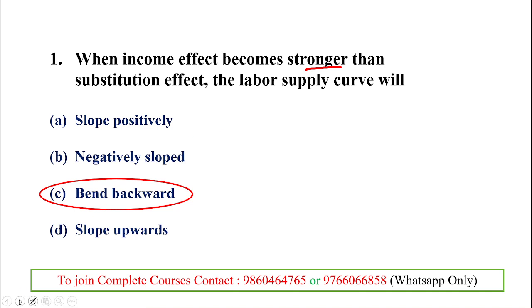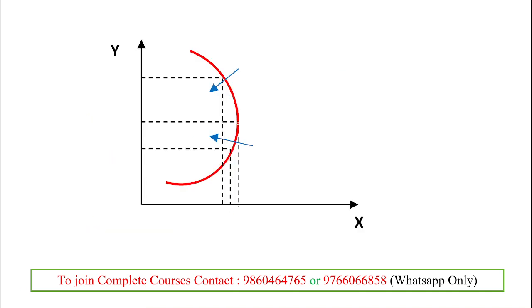So the graph will really help you to understand what is substitution and what is income. The upper portion of the curve, from the middle to the top, is where the substitution effect is lesser than the income effect, or the income effect is stronger than the substitution effect. So the labor supply curve will bend backward.